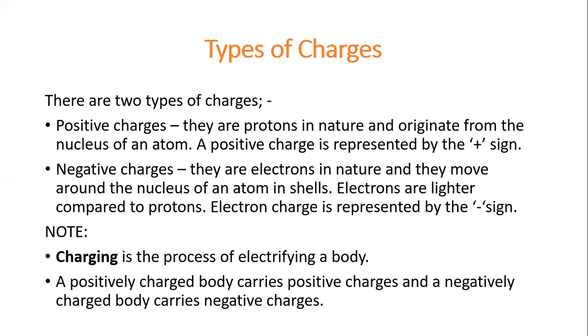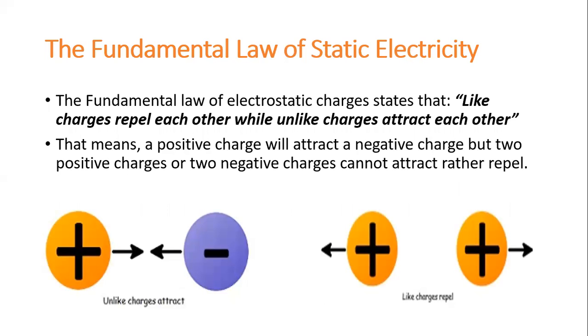The negative charges are electrons in nature and they move around the nucleus of an atom in shells. Electrons are lighter compared to protons. Now, electron charge is represented by the negative sign. You have to note that charging can be noticed within objects. Charging is the process of electrifying a body. A positively charged body carries a positive charge, and a negatively charged body carries a negative charge.